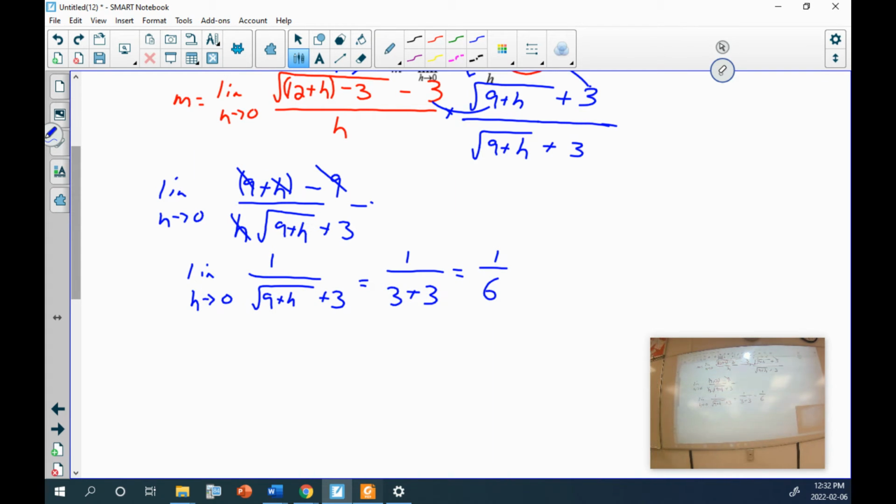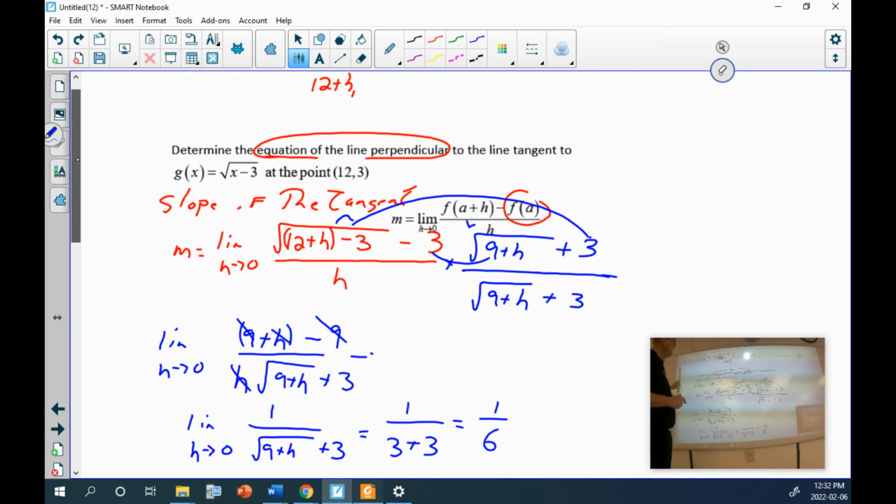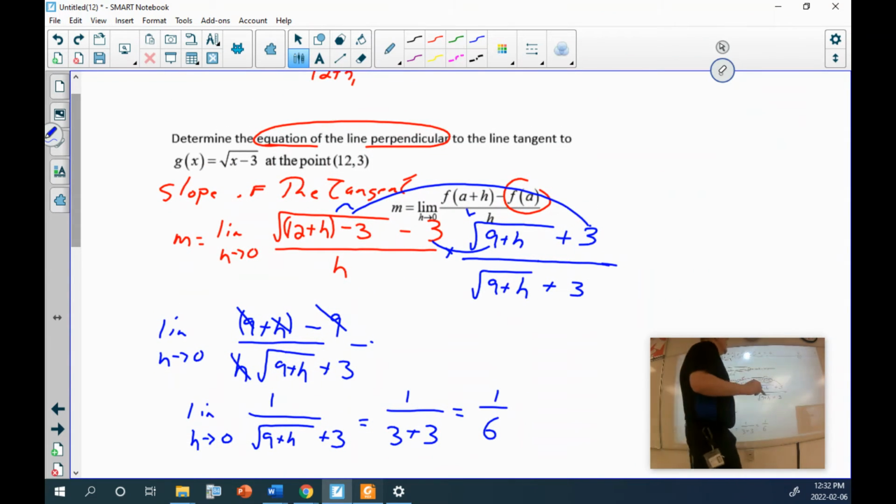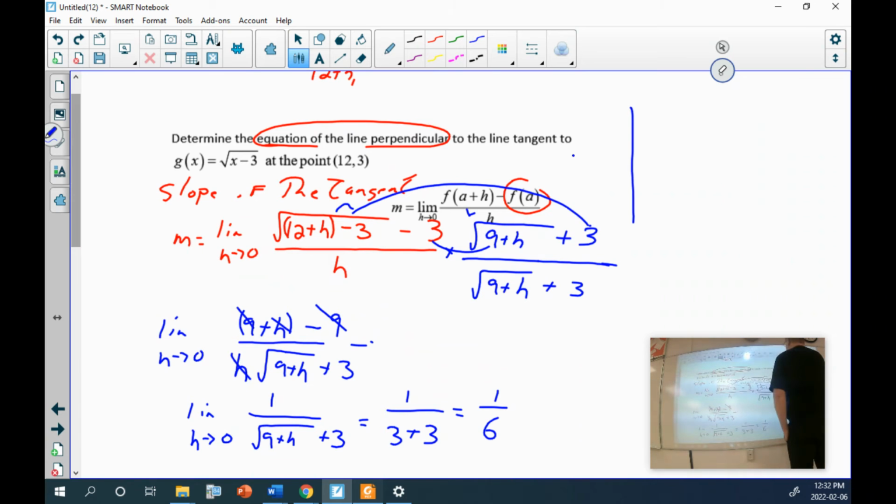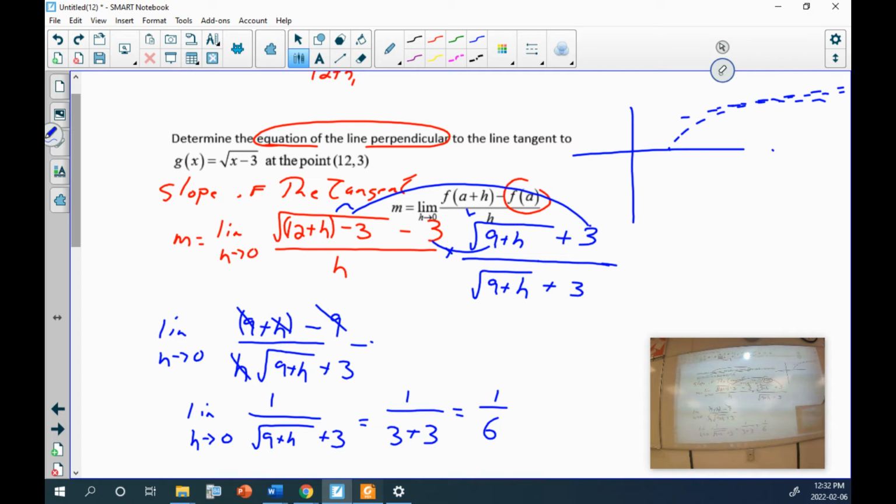Okay, so there's your slope. I could find the equation of the tangent line at that point. Okay, well, here's our function, a version of our function. We're here. We're way over at 12. Okay, that makes sense. That's a fairly flat line.